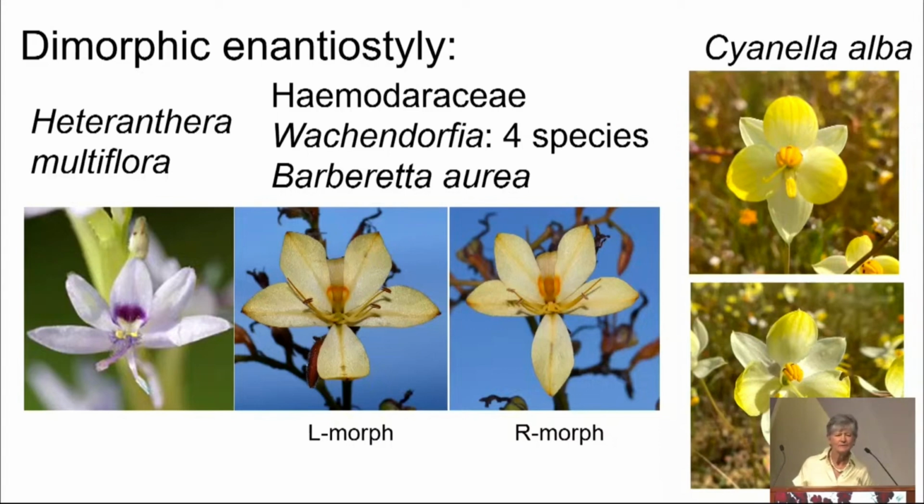The Cyanella alba, we've just submitted a paper showing that it, in fact, is not genetically determined. I'm not going to talk about that, but what I am going to talk about is the Wachendorfia, because there we have very strong evidence that it is indeed a genetically determined dimorphic enantiostylous species. So I'll be talking about 4 species of Wachendorfia, and then a sister genus called Barberetta aurea.